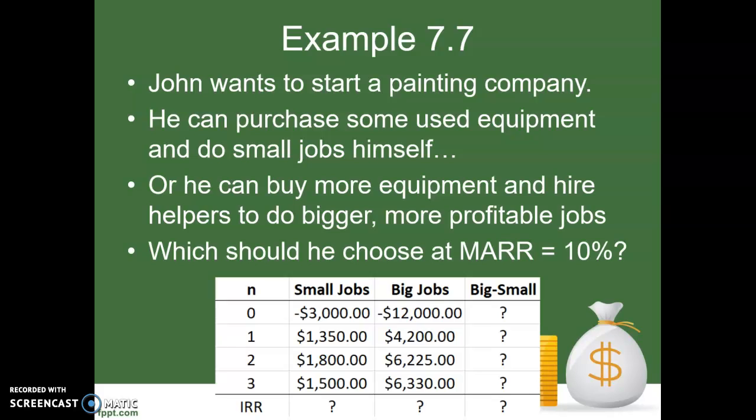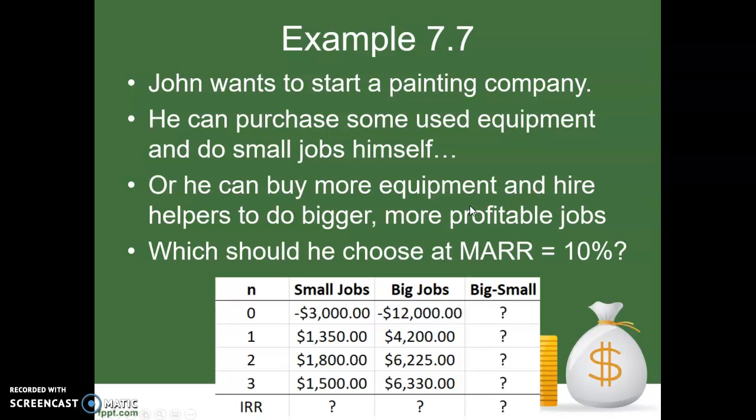And so you're going to be doing smaller jobs, so you're going to get paid less. But you only have to invest, if we look at this chart here, $3,000 to get up and running. And so over the next couple years, we'll make 1,350, 1,800, 1,500. Or we can invest more money. We can invest 4 times the amount of the small jobs option. We can take $12,000 out.